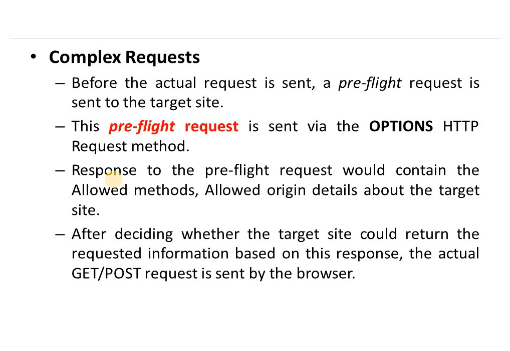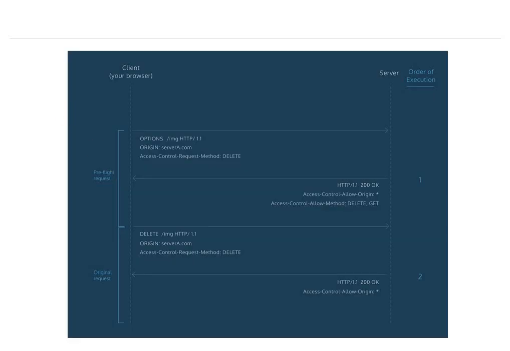Over here, the scenario is that once again, I am domain A, you are domain B, another domain. I am requesting one resource from you. So what will happen? I will not directly request you for accessing the resource, but first I will send a preflight request using the OPTIONS HTTP request method. If you allow me with that one, only after that will I send the actual request, a GET or POST request. So this is the scenario.